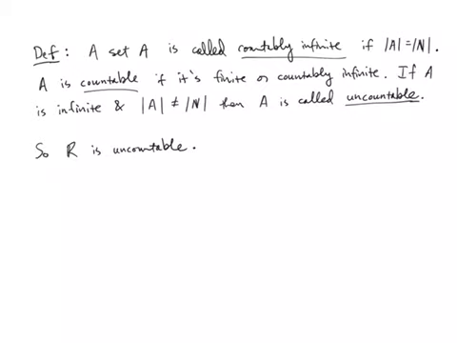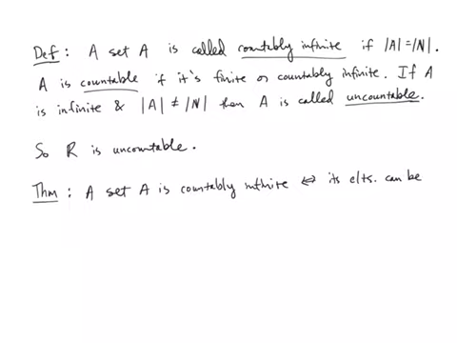And the reason for the name countable is basically that you can put the elements of a countably infinite set in a list. So here's a convenient theorem. A set A is countably infinite if and only if its elements can be put in an infinite list.